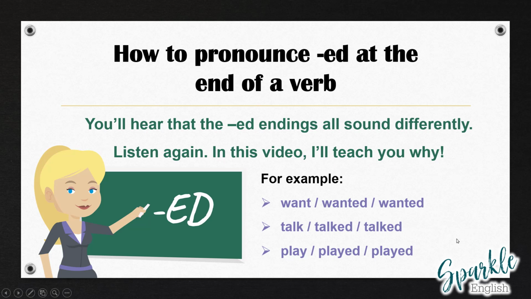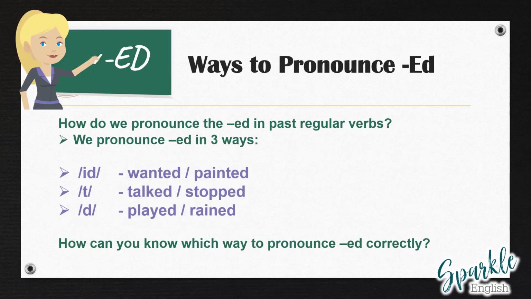But you'll hear that the ed endings all sound different. Let's listen again. Wanted, wanted. Talked, talked. Played, played. So why is this? Well, that's what we're going to discuss in this video. So how do we pronounce the ed in past regular verbs? We pronounce ed in 3 different ways.